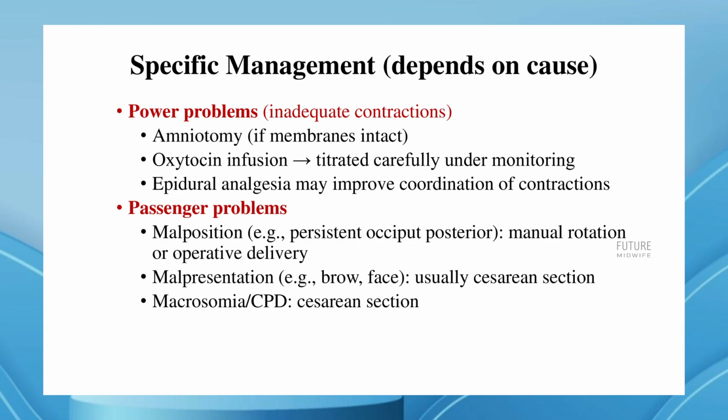If the problem is based on the passenger, such as malposition, especially persistent occipito-posterior, manual rotation or operative delivery will be preferred. In case of malpresentation such as brow or face, usually we can go for cesarean section. In case of macrosomia or CPD, cesarean section will be preferred.